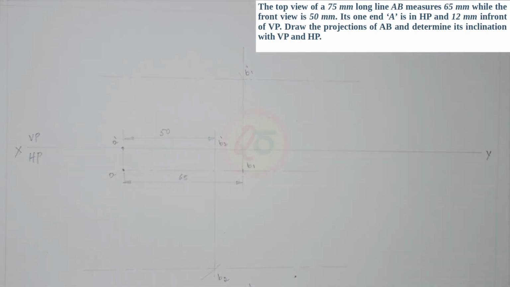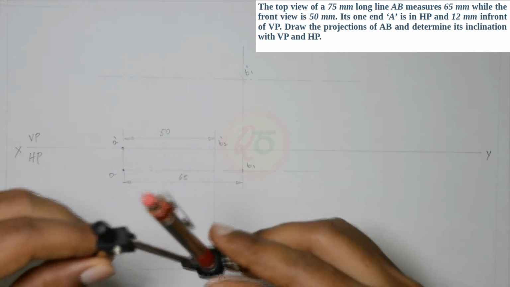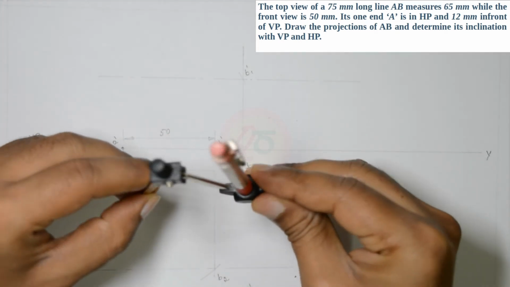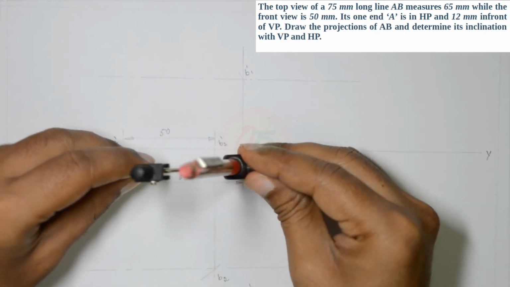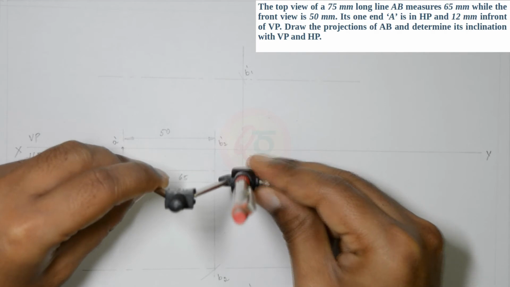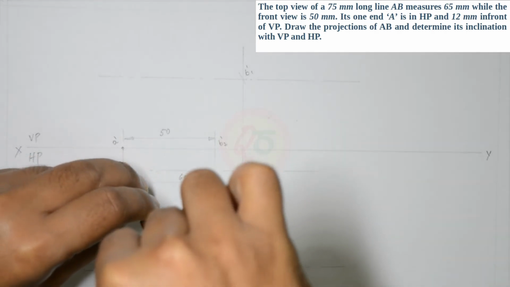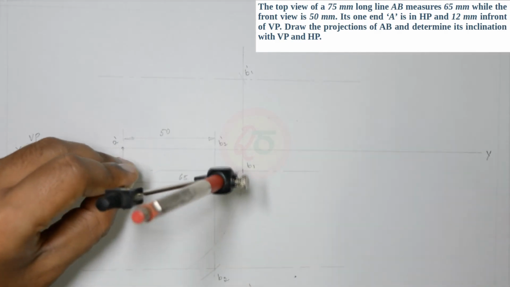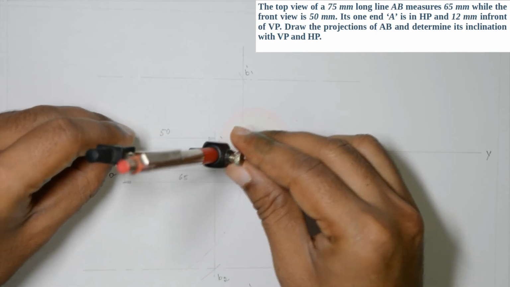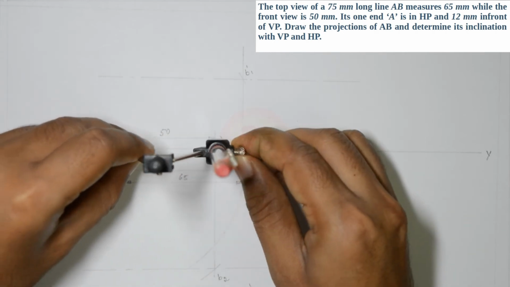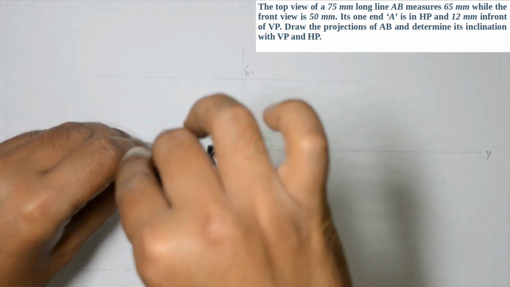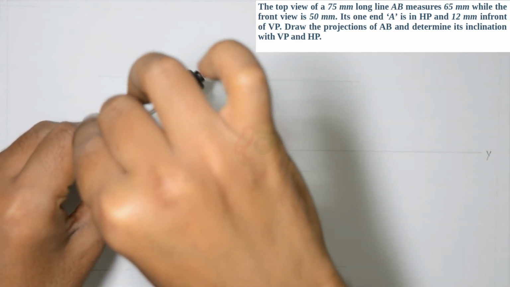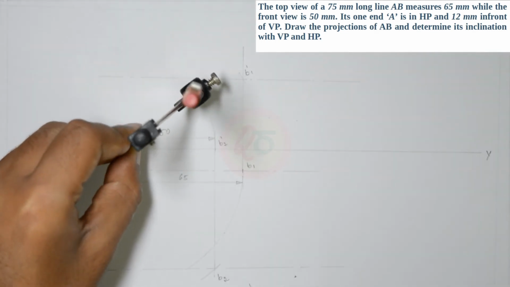Once these loci have been drawn, the next thing is to rotate your initial length measurements that you have taken. So from B1, draw an arc until it intersects the locus. Similarly, from A and B2 dash, draw an arc intersecting the locus at B1 dash.